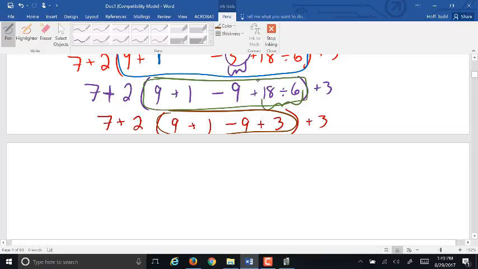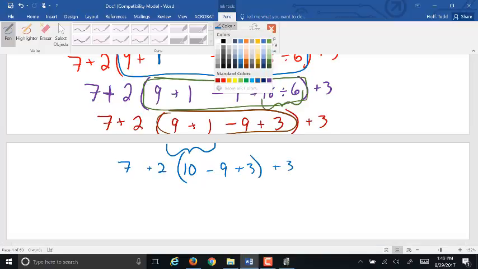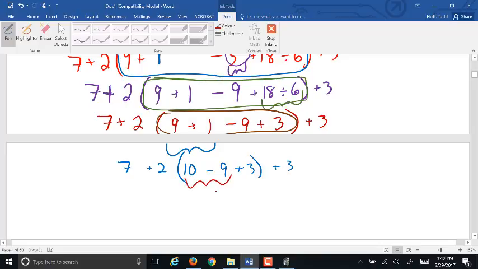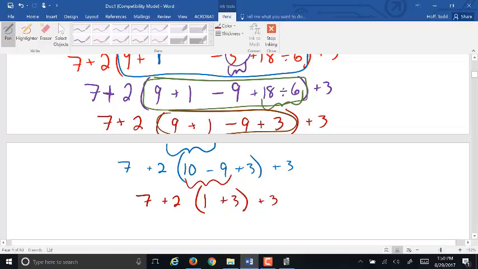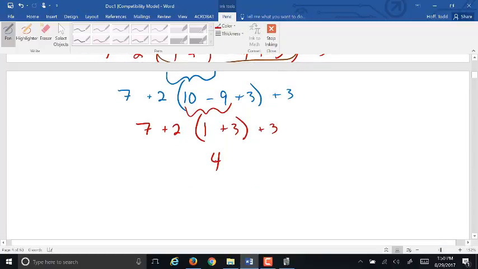So we are going to work left to right. We've got the 9 plus 1 is 10. Next we have 10 minus 9 is 1. Next we have 1 plus 3 is 4. Now we've reduced what's in that parentheses down to a single number again. So I don't need the parentheses anymore. I wrote it in here just for a second to make a point.